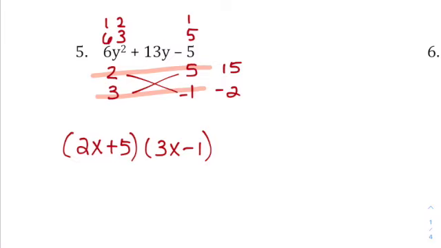3 times 5, 15. 2 times negative 1 is negative 2. So therefore, that's going to give me the positive 13. And then 5 times negative 1 is going to give me the negative 5. So therefore, I got my combination.